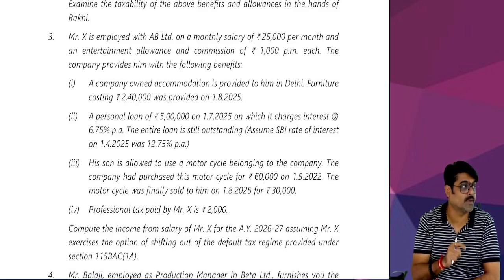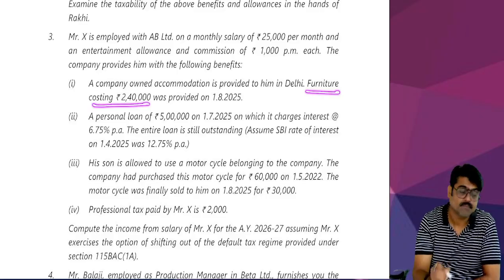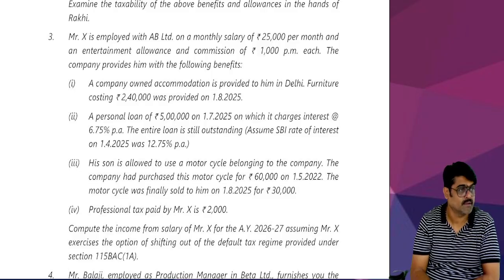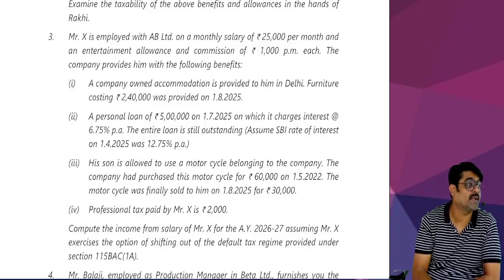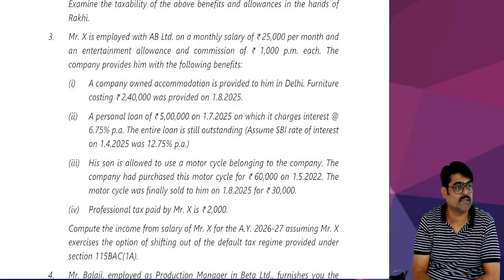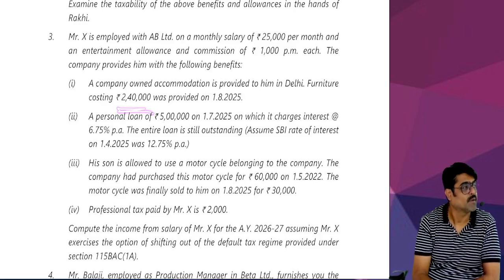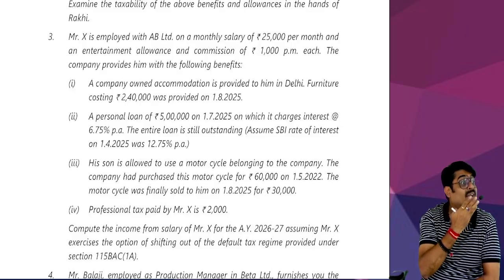On what basis? Due basis. For the period for which the accommodation was occupied. Yes or no? So tell me, furniture is also given with the accommodation. So value of furniture will also be added. And the furniture costing rupees 2,40,000, meaning the furniture is also owned by the employer. So whatever is the actual cost of that furniture, 10% per annum of that will be taxable. So 2,40,000 into 10%, 24,000. That 24,000 is the benefit per annum.